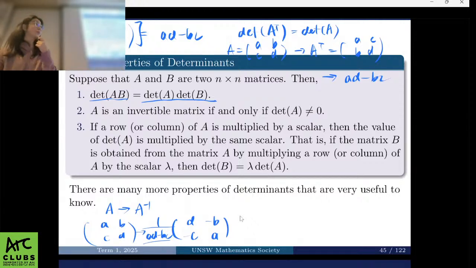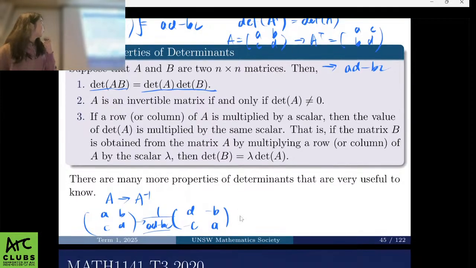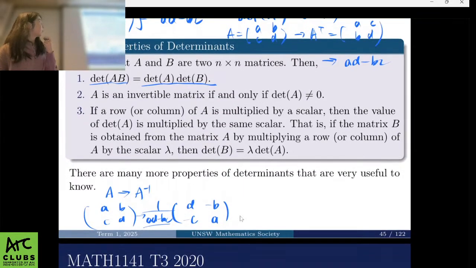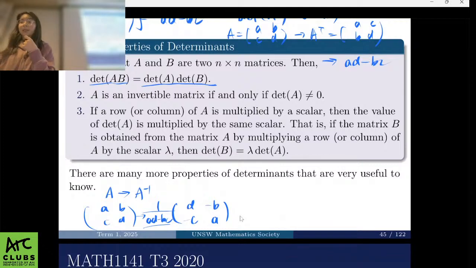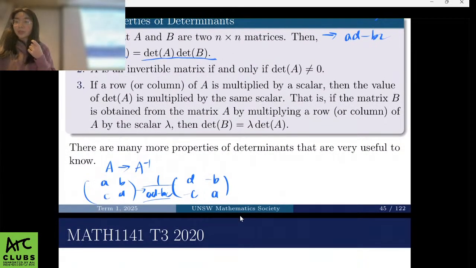So this is why, if we want to have an invertible matrix, we always have to have its determinant not equal to 0. And then finally, if we multiply a row or a column of a matrix by a scalar, then the value of the determinant is also multiplied by the same scalar. So that's pretty intuitive. Essentially, you can just take the scalar out of the matrix or the row.